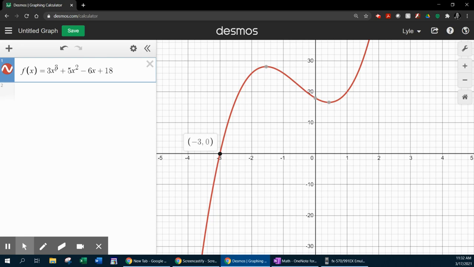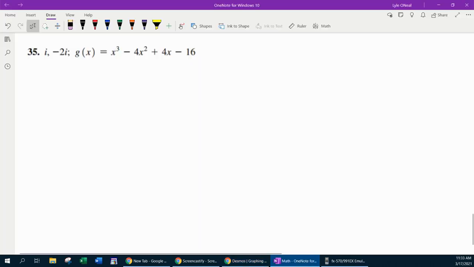Now, since this is a cubic, that means it will have 3 solutions. So if we were to solve this for x and find all the solutions, negative 3 would be one of them. The other 2 would be complex solutions. And we're going to do that concept one more time. Number 35. Here, they want me to check these complex solutions to see if they are zeros. And this is going to be fun and exciting.